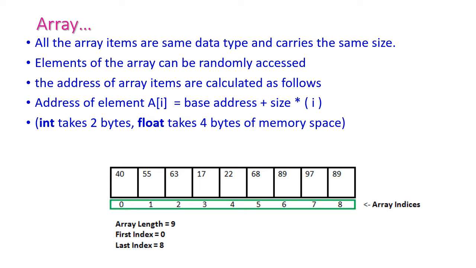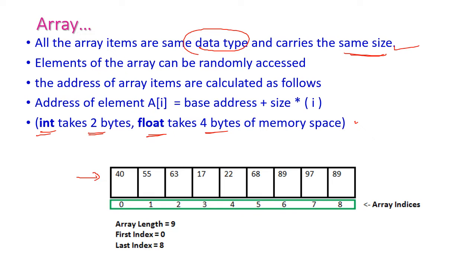Here, all the data items in the array are the same type. Hence, all the data items carry the same size. For example, if the data item is integer, then it takes 2 bytes. If the data item is float, then it takes 4 bytes. Because all the data items should be of similar type.